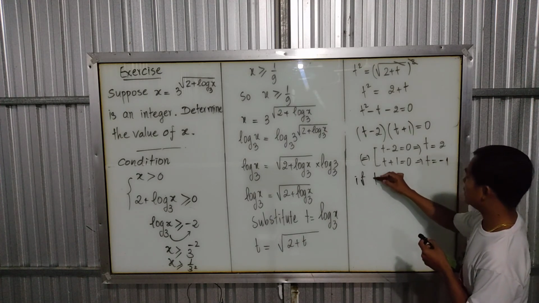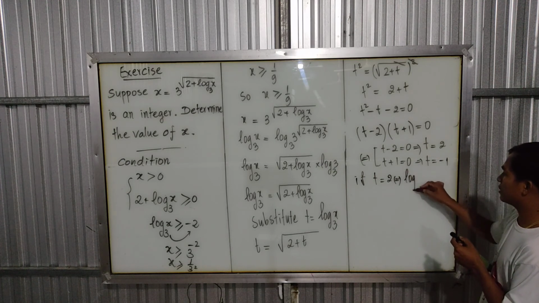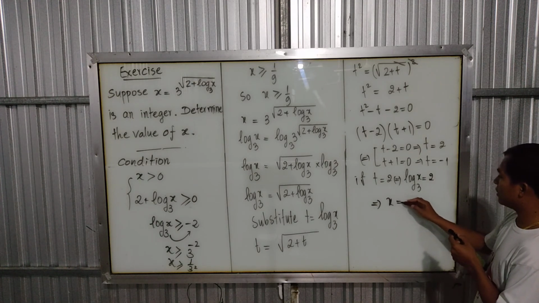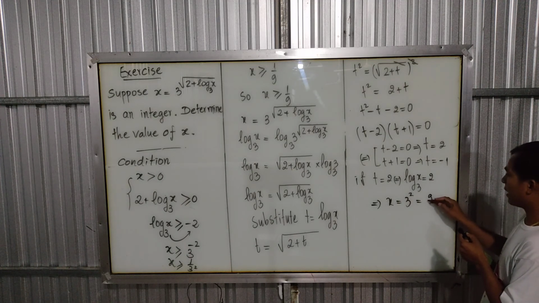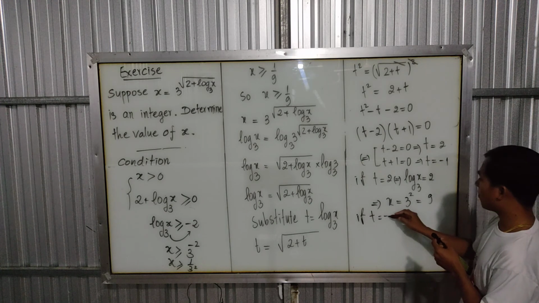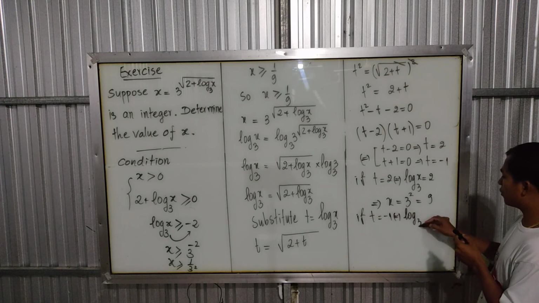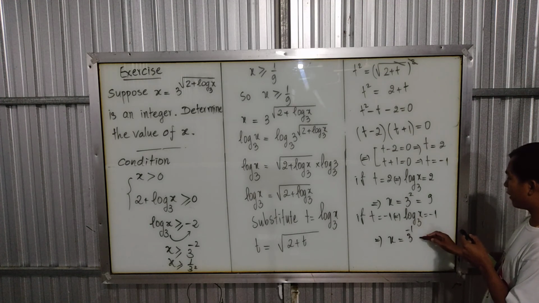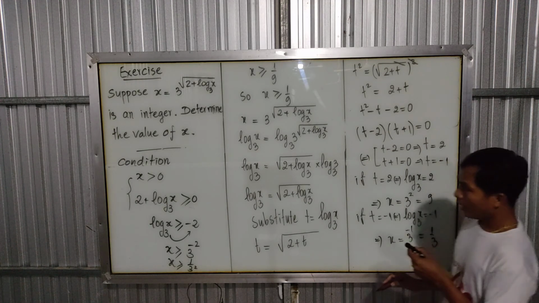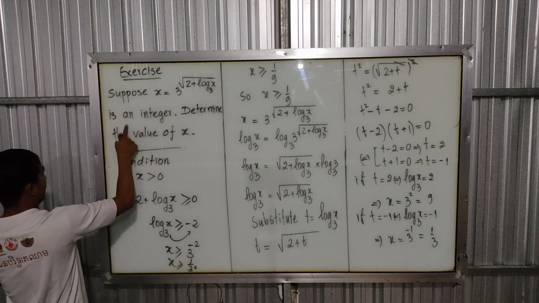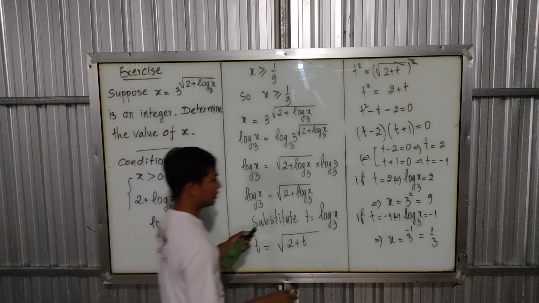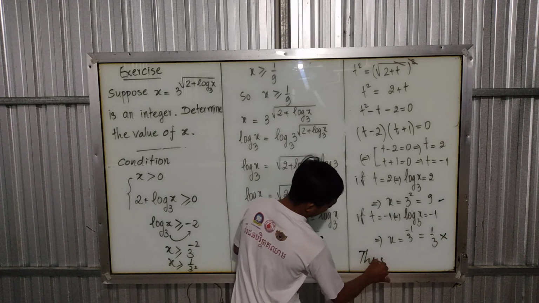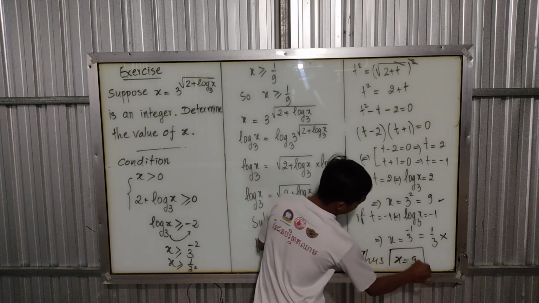If t equals 2, we get log base 3 of x equals 2, so x equals 3 squared, which equals 9. And if t equals minus 1, we get log base 3 of x equals minus 1, so x equals 3 to the power of minus 1, which equals 1 over 3. But we know that x is an integer, so x equals 9, and we do not use 1 over 3. Thus x equals 9 is our solution.